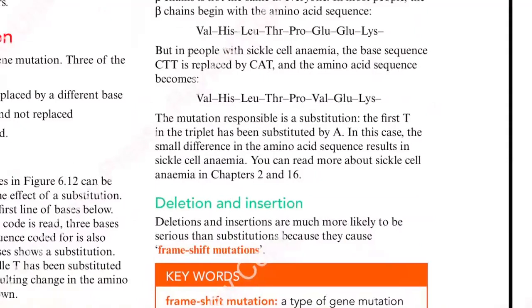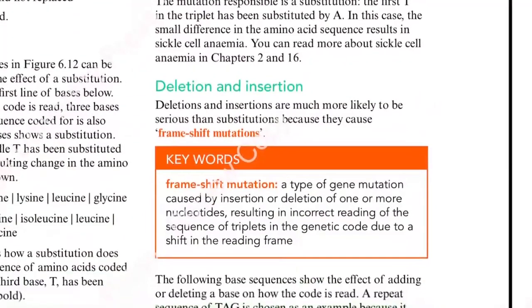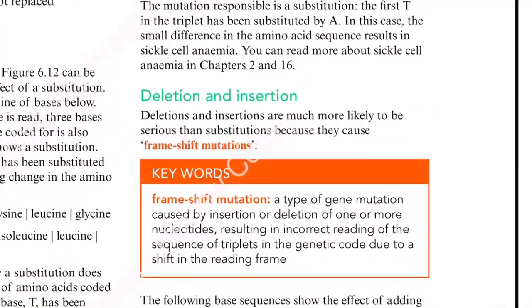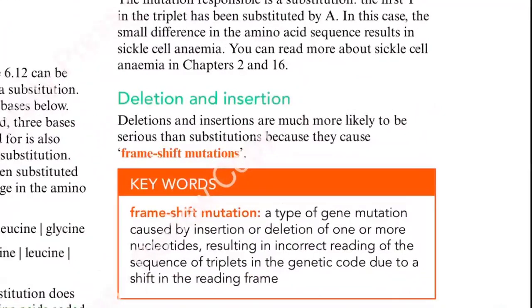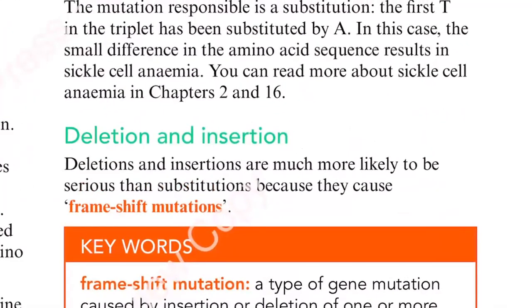अब जल्दी से ये कर लेते हैं डिलीशन एंड इंसर्शन. ठीक है? डिलीशन का मतलब अ बेस इज डिलीटेड, इंसर्शन का मतलब अ बेस इज इंसर्टेड. सिंपल. ठीक है? अच्छा, डिलीशंस एंड इंसर्शंस आर आल्सो नोन एज फ्रेम शिफ्ट म्यूटेशन. अब ये क्या है फ्रेम शिफ्ट म्यूटेशन? Frame shift mutation means that these are mutations in which the reading frame of DNA is changed.